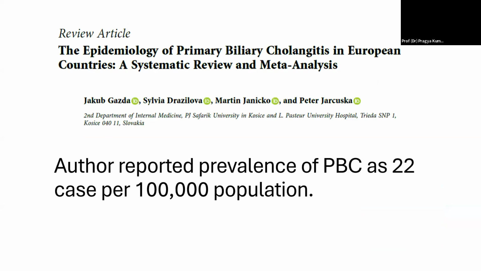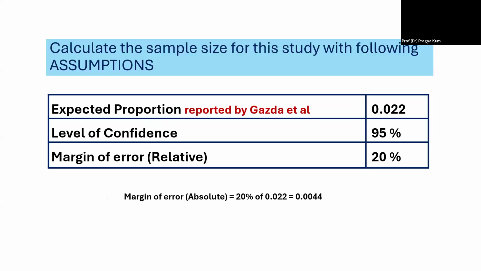So in this case, the author has reported the prevalence of primary biliary cholangitis as 22 cases per 1 lakh population. So you can convert this into a percentage, and the percentage will be 0.022. Again, this is a low proportion, so you will have a margin of error as a relative, and this 20% you can calculate. So if I do it, I'll go with this Statulator.